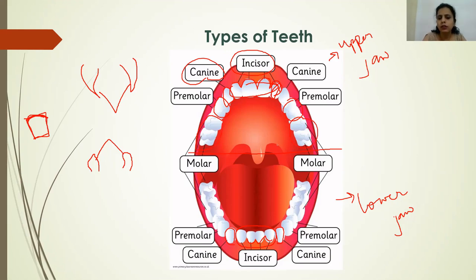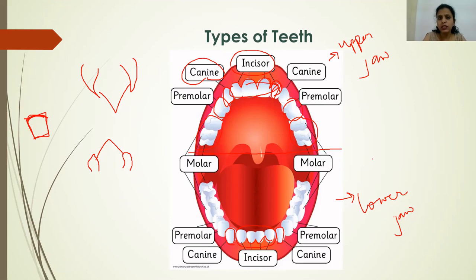Understood? So the presence of these 12 molar teeth and the presence of 8 premolar teeth actually helps in proper crushing and grinding of food. After we bite the food and take it inside our mouth, we chew the food. Which teeth help in the chewing of food? That is your premolars and molars. They help in crushing and grinding of the food properly, and in proper mechanical digestion of the food.